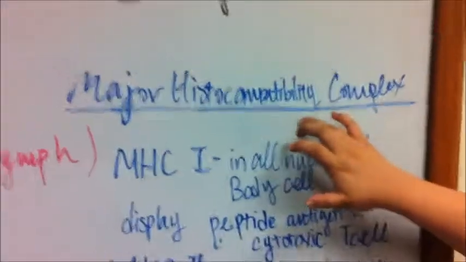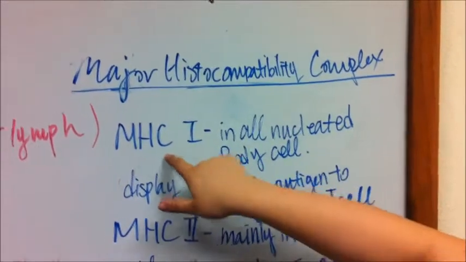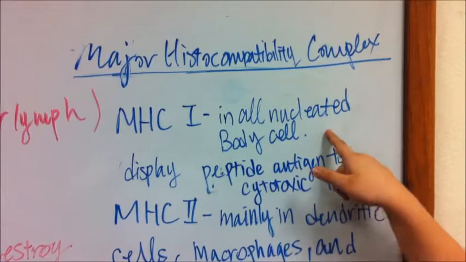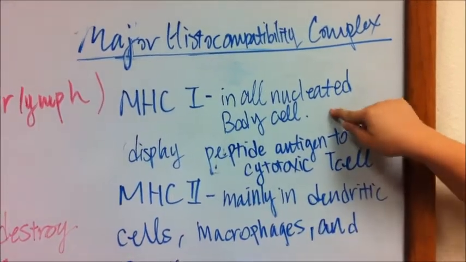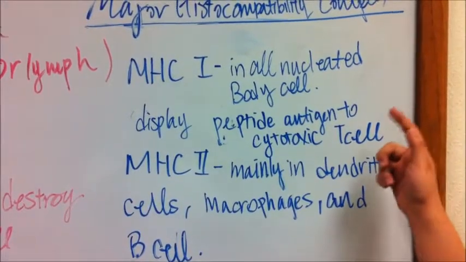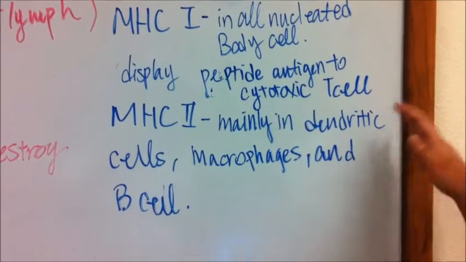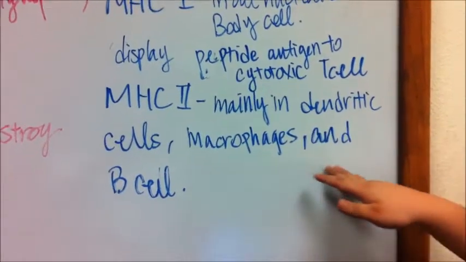Major histocompatibility complex: there are two types of MHC. The first type is found in all nucleated body cells. That means the mature red blood cell is not included in this list. It displays peptide antigen to the cytotoxic T cell, while MHC2 is found in dendritic cells, macrophages, and B cells.